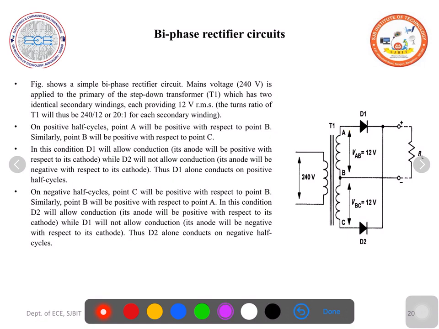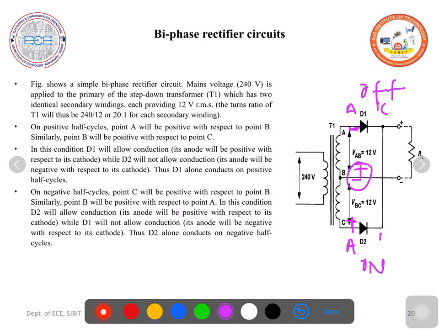In the negative half cycle, point A will be negative, point B will be positive, point B will be negative, point C will be positive. Here this becomes ground point. So upper terminal becomes negative, the bottom terminal will become positive. Now the anode of D1 is at the negative potential. So D1 is not conducting, it is reverse biased. D2 anode is at the positive potential, so D2 is on or it is conducting. So in one half cycle D1 will be conducting, in the other half cycle D2 will be conducting.